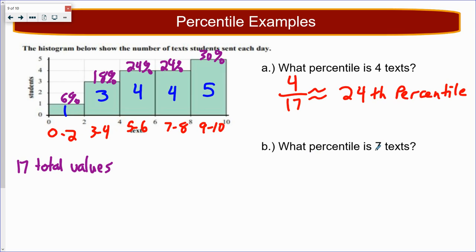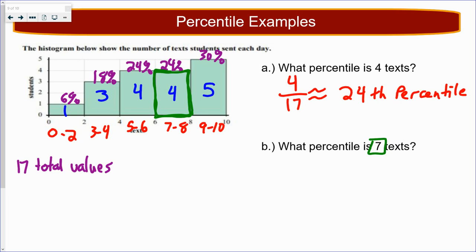Well, what percentile is with 7 texts? Well, we've got a problem here because 7 isn't one of these boundaries. 7 is in this region here. And frequency distributions like this tell us that we have 4 values in here that were 7 or 8, but we don't know. They could all be 7, they could all be 8. There could be some way that they're split up. So we don't know for sure.